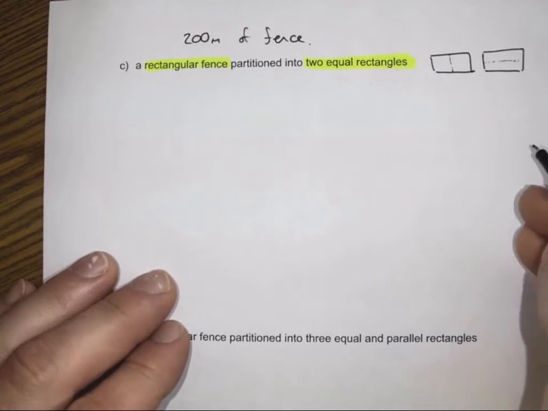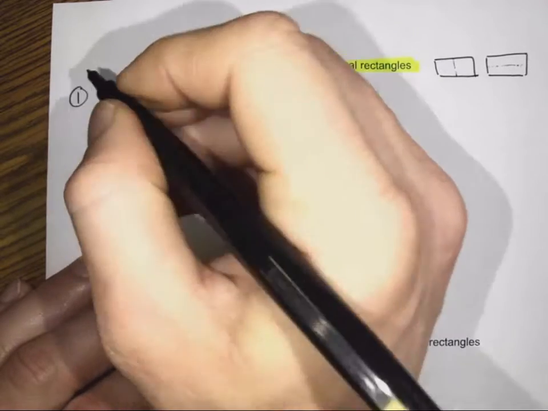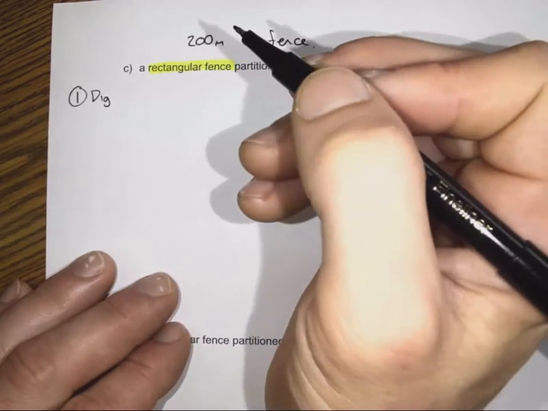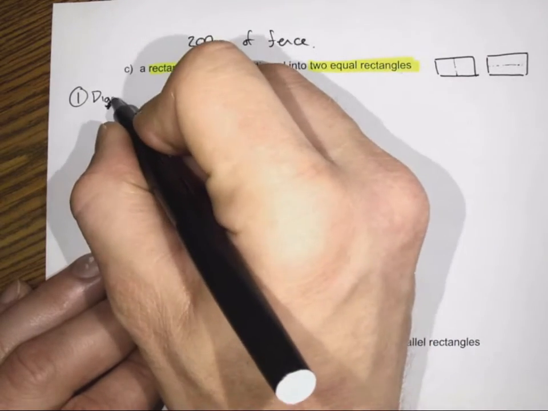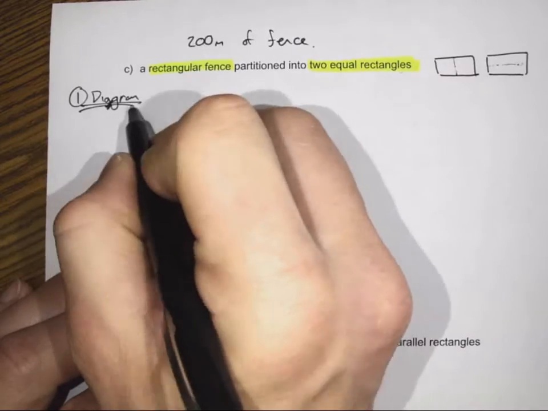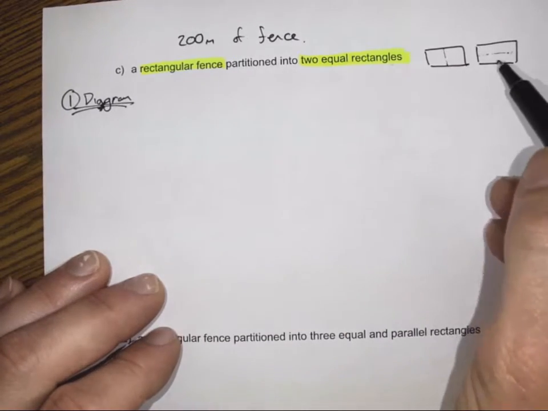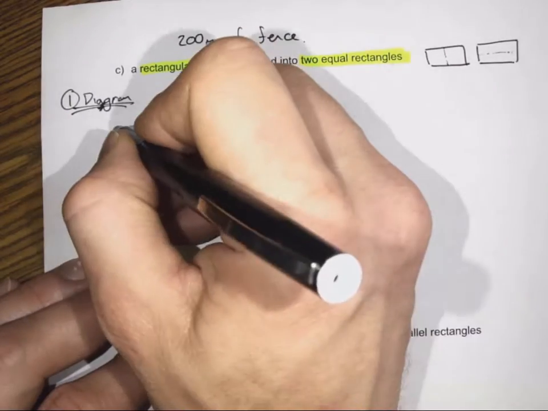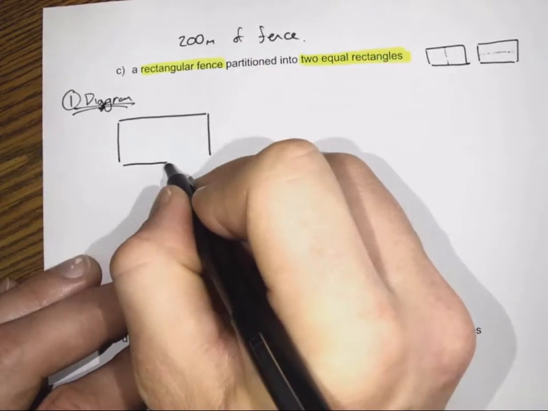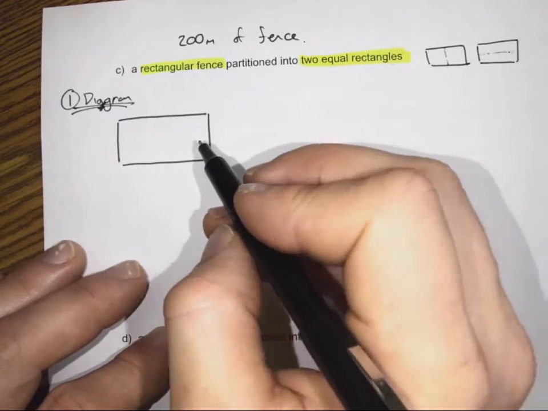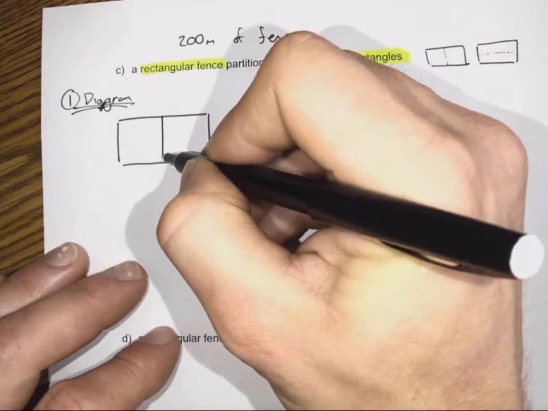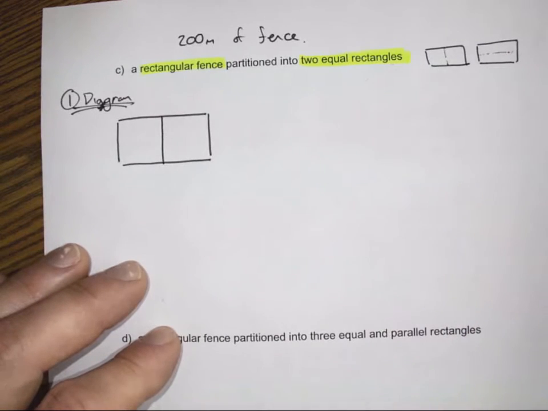So let's start with step 1, which is we're going to have a labeled diagram. That is not how you spell diagram. Diagram. Okay. And I'm just going to choose one of these 2 models at random. All right, and I'm going to split it in two. It's going to have another piece of fence going through the middle. And that is roughly equal.